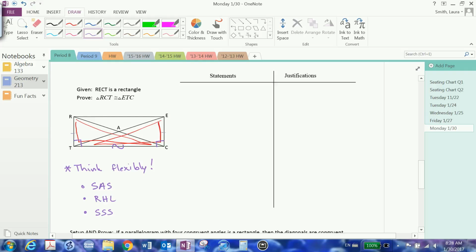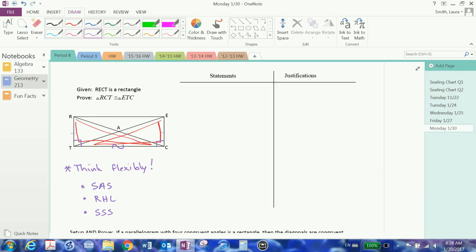I bet we could even come up with more. We could do side, side, side, right? Because we could use these opposite sides. We could forget the right angles. We could use the diagonals, right? So we've got lots of ways that we can do this proof. You just need to think about which one you would prefer to use.